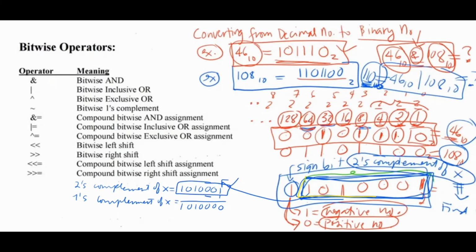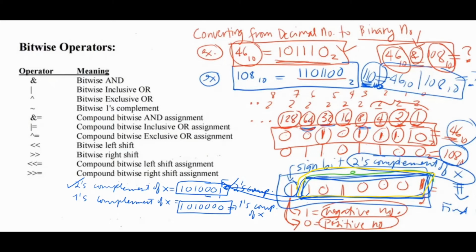So again, this value which we got from this part here is the 2's complement of x. Okay, so this is the 2's complement of x, while this one here we got by subtracting 1 from the 2's complement. We call this the 1's complement of x.